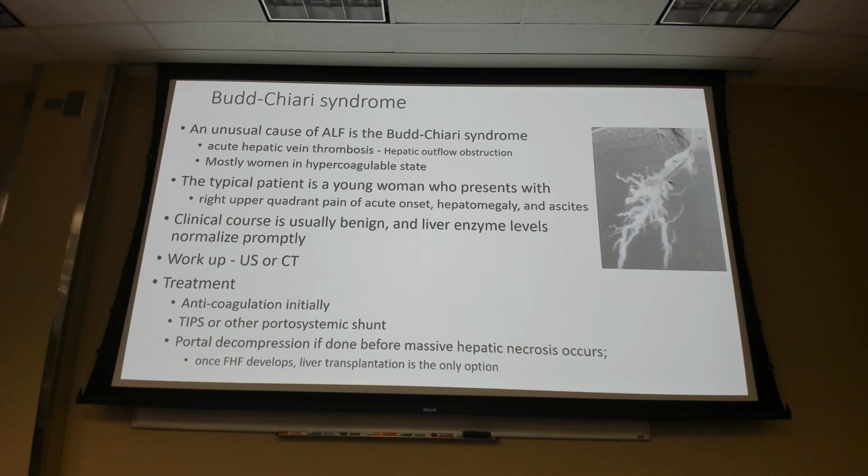We just want to make sure we monitor their liver enzyme levels, serial liver enzymes, until it normalizes. We'll get an ultrasound or CT on them as well. And then they can receive anticoagulation. They might need a TIPS procedure, but typically they're pretty benign. They don't require anything other than monitoring.